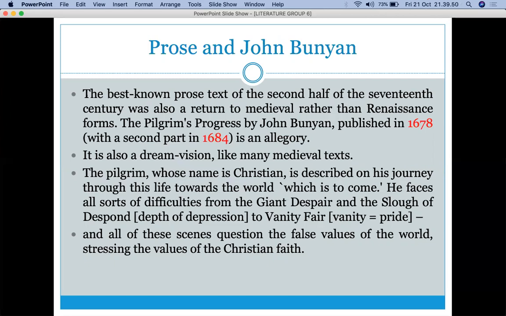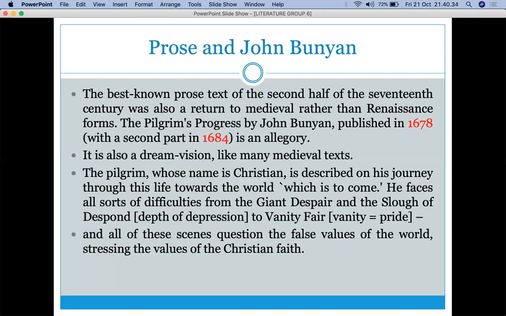Prose and John Bunyan. The best known prose text of the second half of the 17th century was also a return to medieval rather than Renaissance forms. The Pilgrim's Progress by John Bunyan, published in 1678 with a second part in 1684, is an allegory. It is also a dream vision, like many medieval texts.